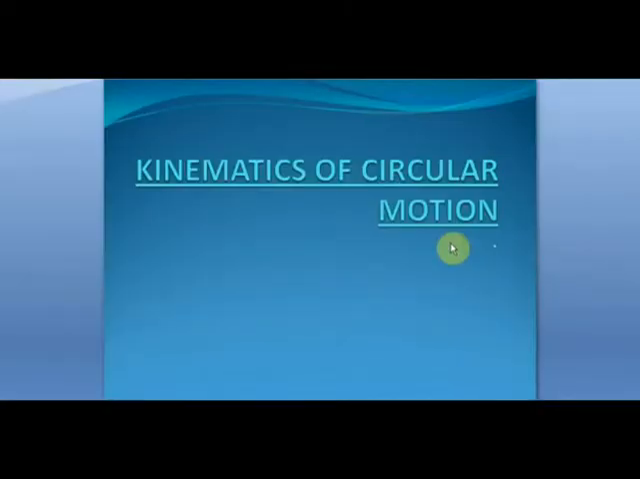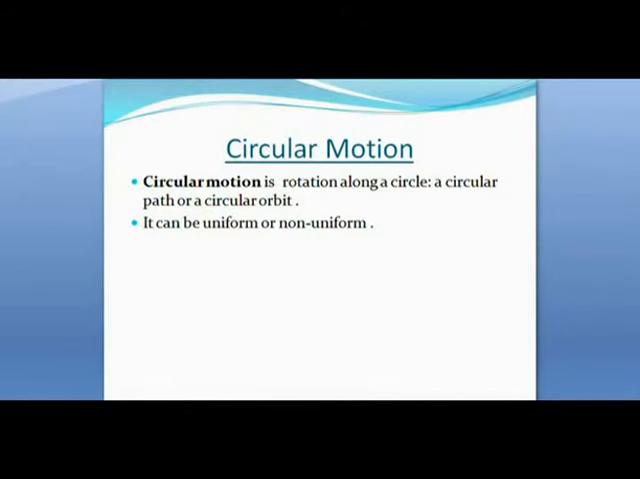Now we will start the chapter kinematics of circular motion. So first, see what is a circular motion. Circular motion is rotation along a circle, that is a circular path or a circular orbit. Circular motion can be either uniform or non-uniform. With uniform circular motion we mean that the angular rate of rotation is constant, and in the non-uniform circular motion the angular rate of rotation is not constant and it is varying with time.